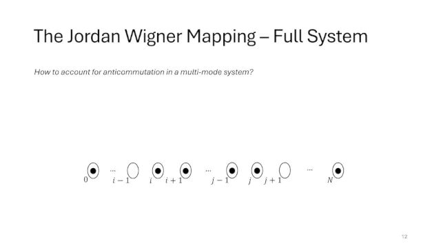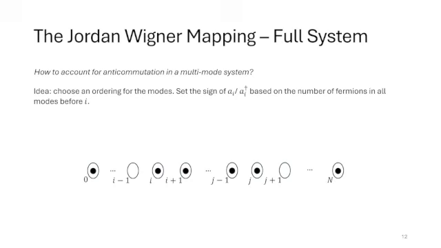Let's say we have a multimode fermionic system. We can choose an ordering for the modes, and we will set the sign of a ladder operator acting on a given mode based on the parity of the occupation numbers of all the modes that come before it in our order. Of course there are many different orderings that we can take. We just choose one specific ordering and we stick to it.